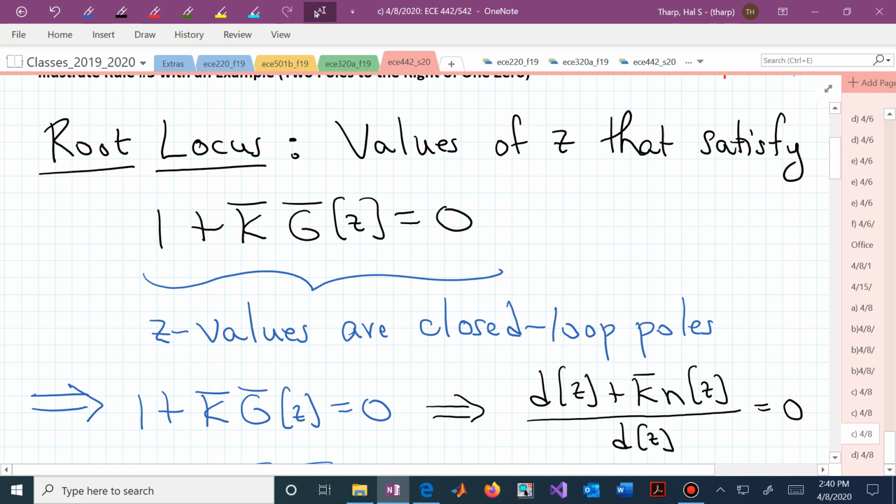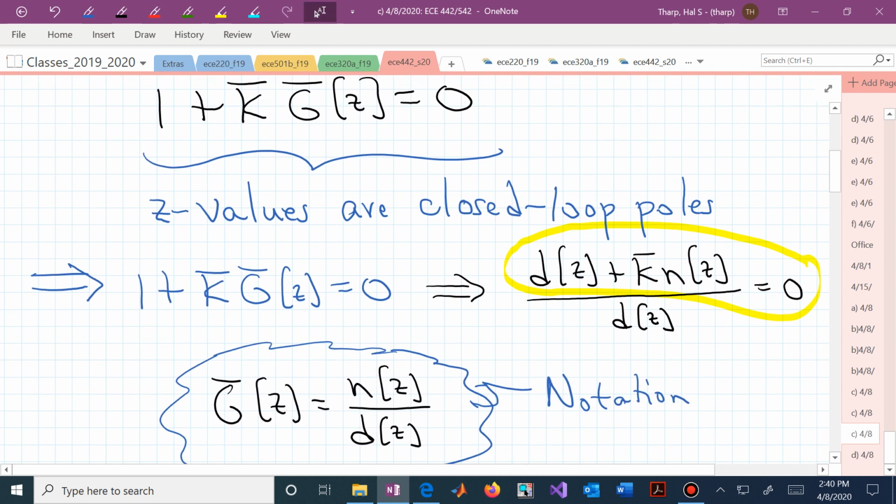Well, when is that equal to 0? That will equal 0 when the numerator is equal to 0. And what we are now looking at is, as we let k bar go from 0 to infinity, we have different values of z that satisfy that equation. Hopefully you can see that when k bar is equal to 0, the values of z that cause that to be true are the values of z that allow d of z to be equal to 0. That's when k bar is equal to 0.